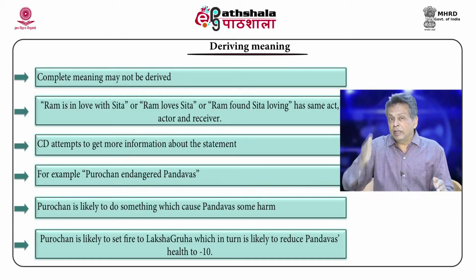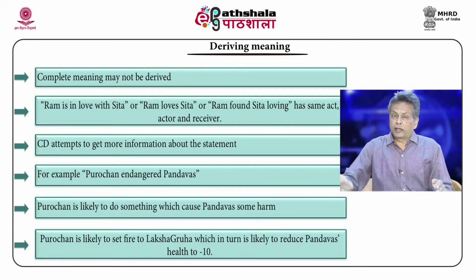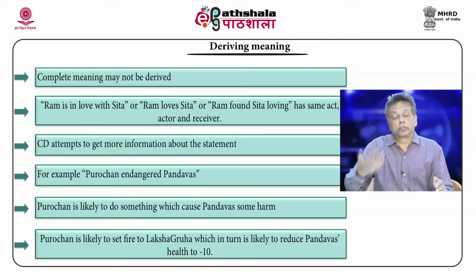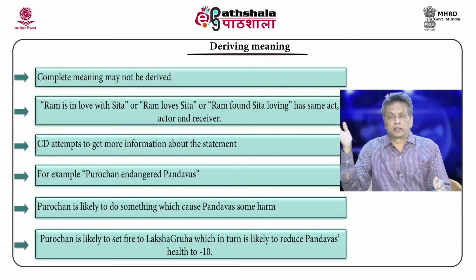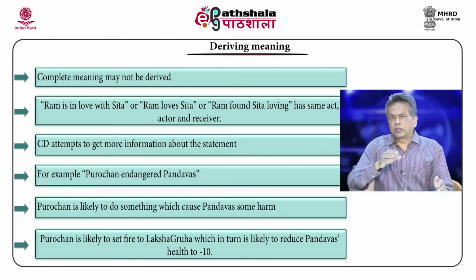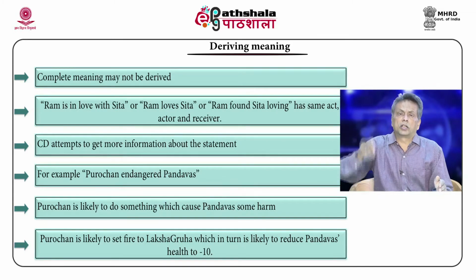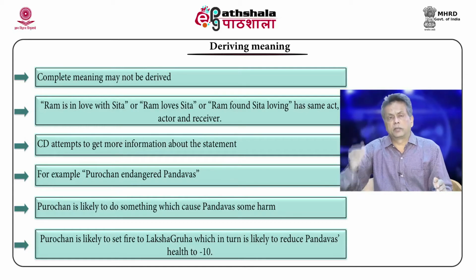So, that kind of meaning can be derived out of a statement, which was not possible using any other method before. And if the proper statements are there before this particular statement is invoked, the CD representation will be such that Purochan tried to burn Laksha Gruha to make sure Pandavas' health becomes -10. You may be surprised, but health equal to -10 is used in CD. This is very similar to something we saw in the beginning when we discussed the static evaluation function. Many variables are used there, and their values are between -10 and 10. 10 is the maximum and -10 is the minimum value.